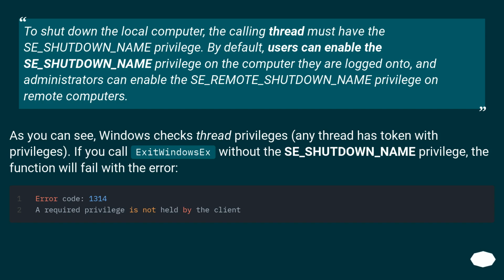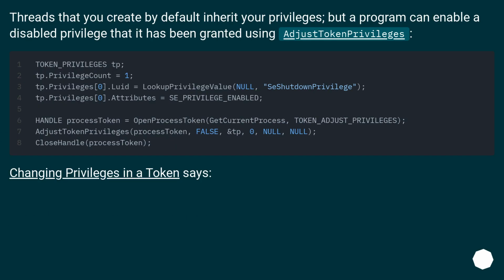As you can see, Windows checks thread privileges. Any thread has a token with privileges. If you call ExitWindowsEx without the SeShutdownPrivilege, the function will fail with an error. Threads that you create by default inherit your privileges, but a program can enable a disabled privilege that it has been granted using AdjustTokenPrivileges.